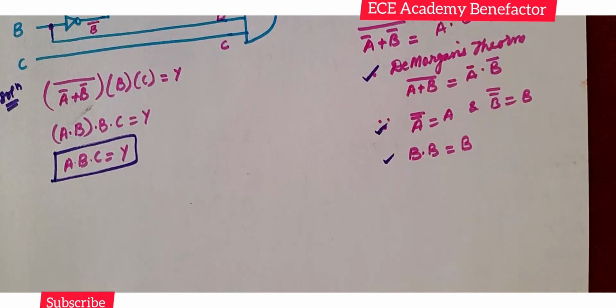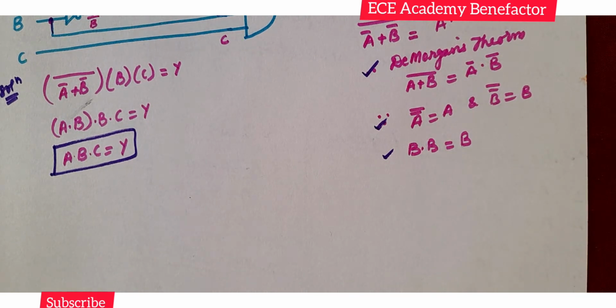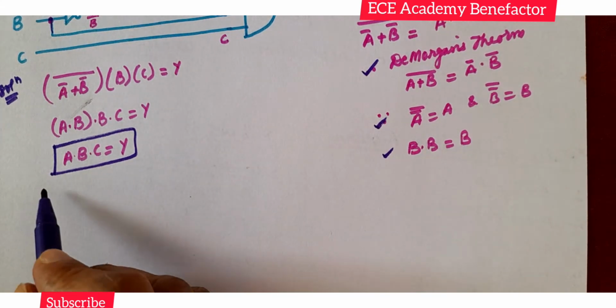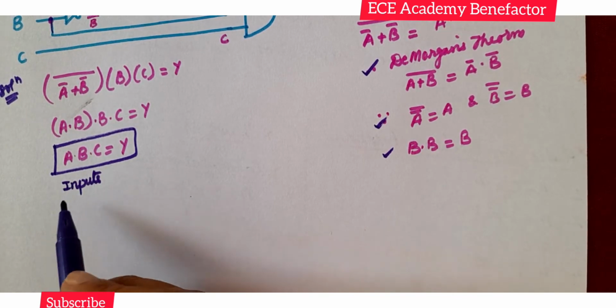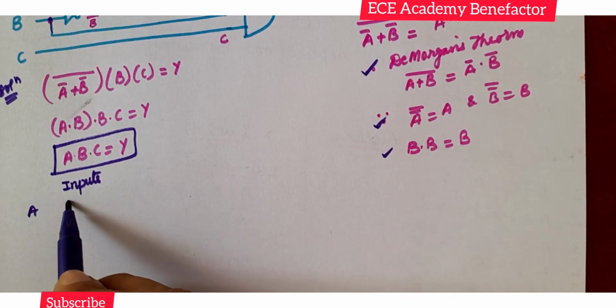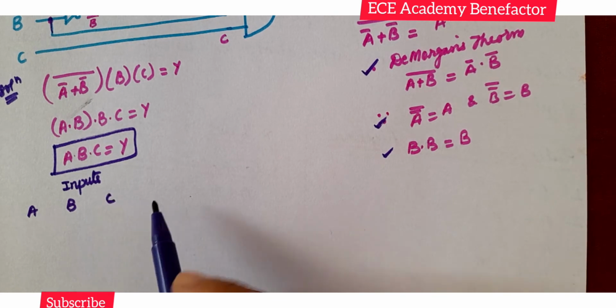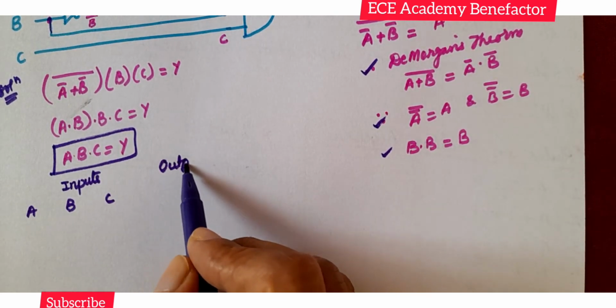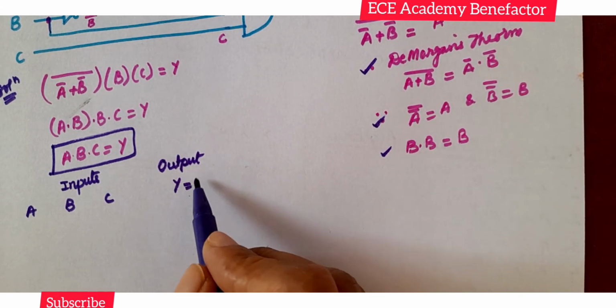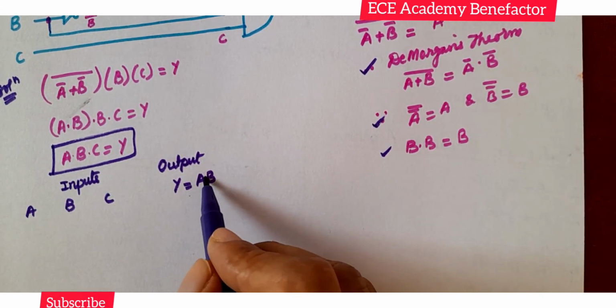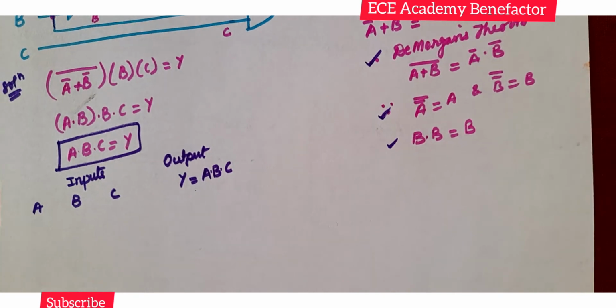Now, we have to find its truth table. What is a truth table? It is a combination of input and output. What are the inputs here? Inputs are A, B and C. What is the output? Output is y. And what is y? y is equal to A dot B dot C.